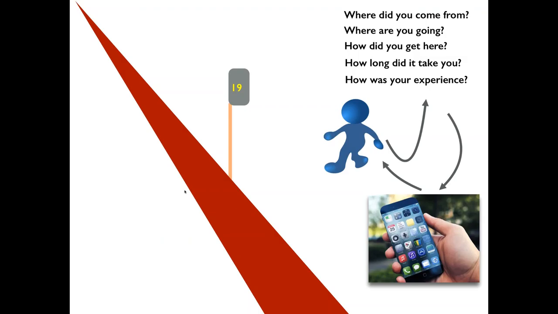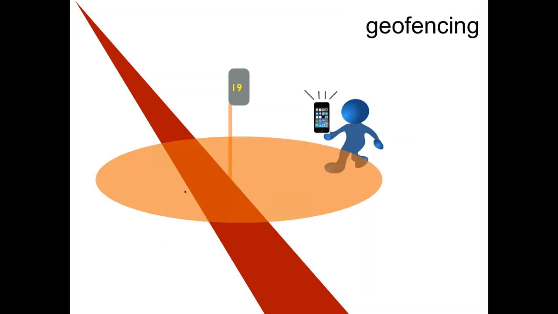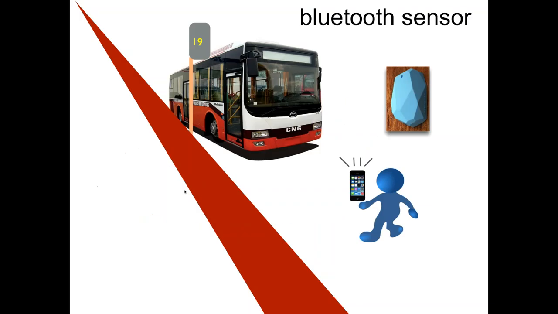So where did you come from? Where are you going? And so forth. And what we want to utilize is the smartphone that's in their back pocket. When they get close enough or on the bus, we want to be able to push them a notification to ask them these questions. A geofence, again, is this digital perimeter that exists around a stop. As soon as somebody passes through this digital perimeter, the app on the phone will say, I know that the person's location is within this fence, so I'm going to push them a notification to ask them some questions.